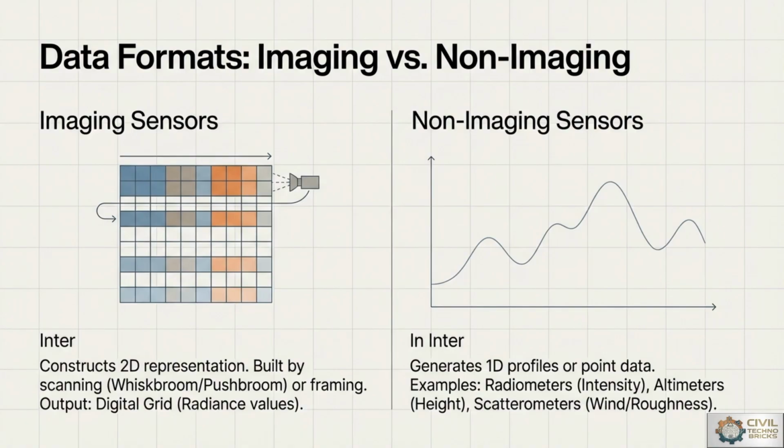Likewise, imaging sensors and non-imaging sensors are used to store the data with reference to the 2D or 3D condition or the graphical representation which is required for the analysis purpose or data collection purpose.